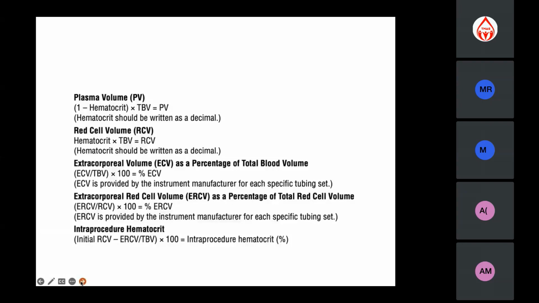So we estimate the extracorporeal red cell volume percentage with respect to the total red cell volume. So it is ERCV by red cell volume into 100. That gives the percentage of the ERCV. Then the intra-procedure hematocrit: that is the patient's initial red cell volume, which we know how to calculate, then the ERCV by total blood volume into 100. That gives the intra-procedure hematocrit, that is, during the procedure, the expected hematocrit drop in the patient.